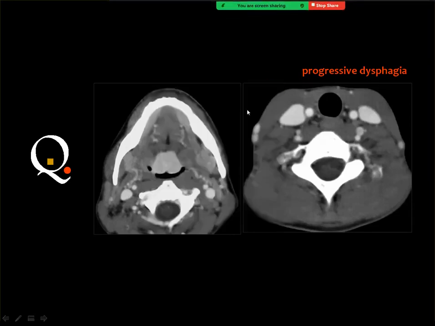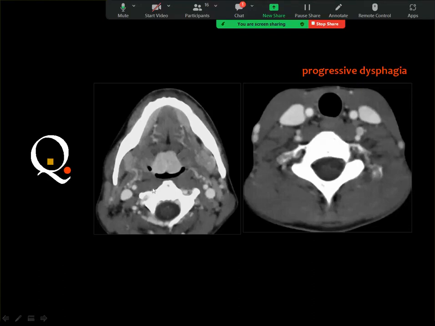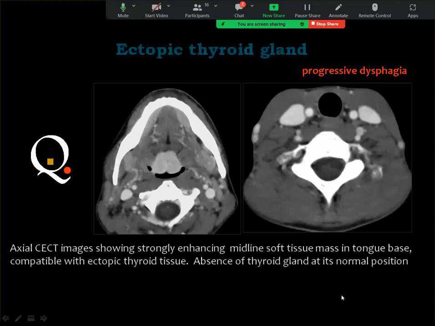Lingual thyroid or ectopic thyroid, right answer. You see the strongly enhancing mass at the floor of the mouth, corresponding to the posterior aspect of the tongue, and whenever you go to the level where you should see the thyroid gland, and you do not see any thyroid tissue, this is ectopic thyroid or lingual thyroid.